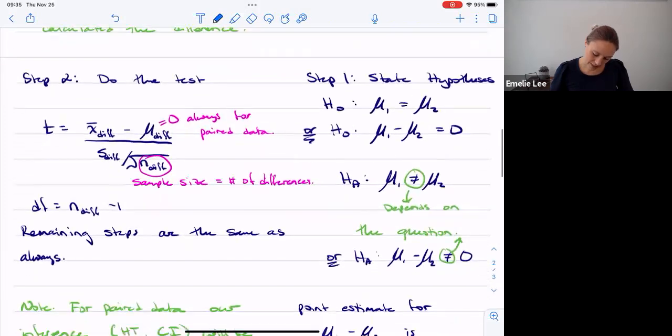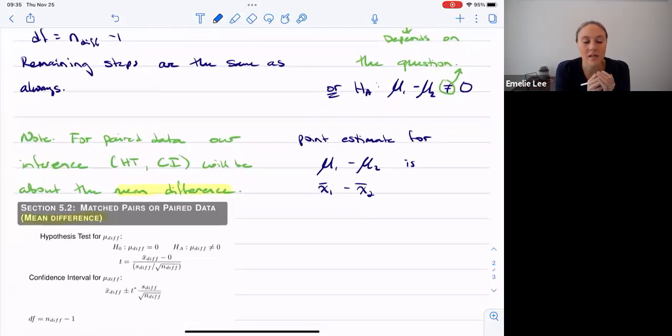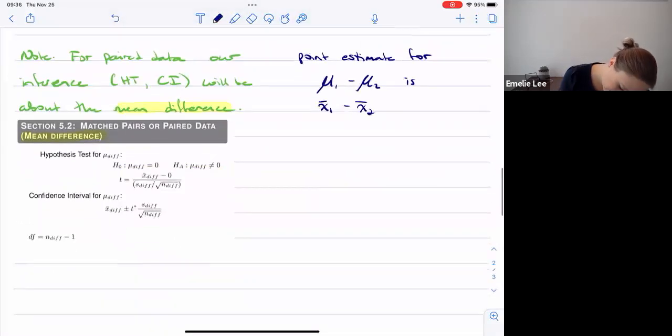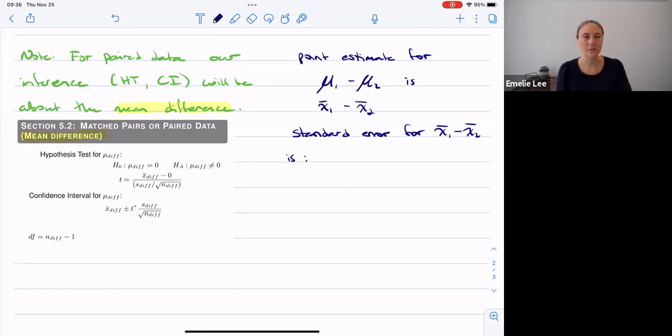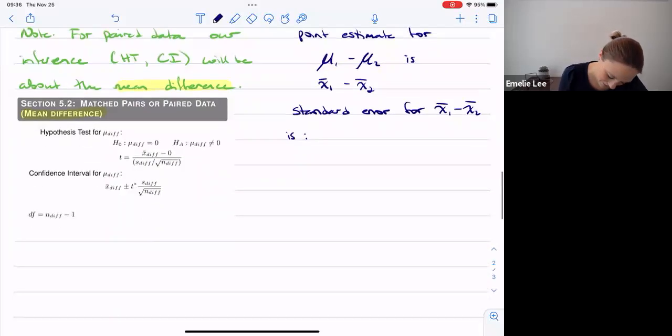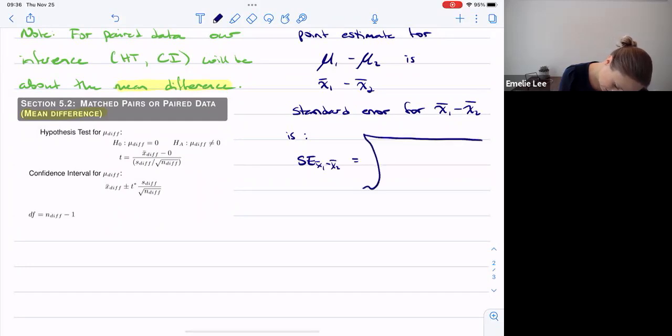Okay, so the point estimate is x1 bar minus x2 bar. Now I'm going to tell you what the standard error for that point estimate is. So the standard error for x1 bar minus x2 bar is going to be the square root of s1 squared over n1 plus s2 squared over n2. I'm going to confirm it, but I'm going to write it down.